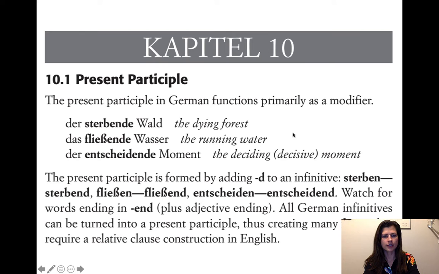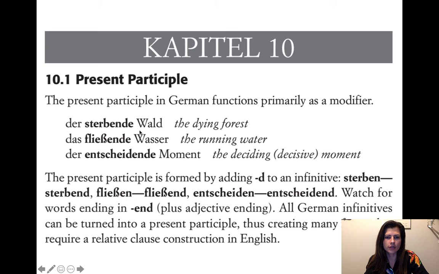So we have der sterbende Wald. And so you probably recognize the article, adjective, noun. We've been doing adjectives and nouns for a while. So it's a modifier, as in it's an adjective. But it's an adjective that was formed out of a verb, and in English we would do ing.